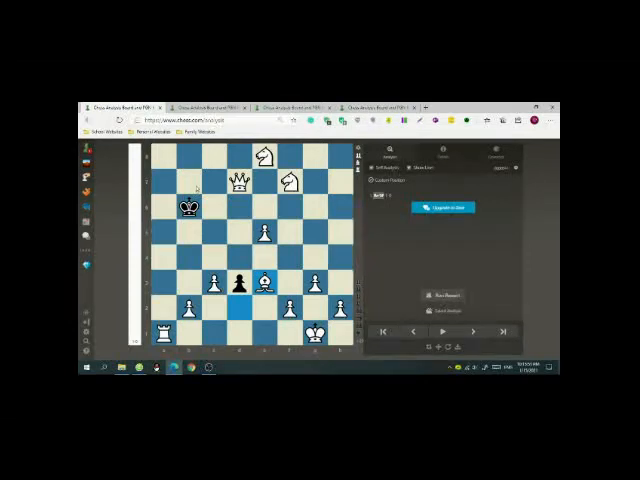The same goes for these two squares. The king can't move to any of these squares as the rook is defending them. And he can't move to this square because the bishop is. I hope you got the answer.